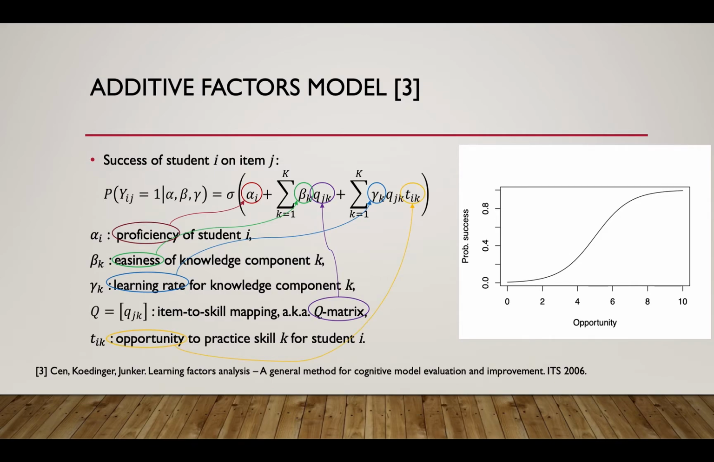The probability of success grows with opportunities T through a sigmoid function, shown here on the right, transforming the linear combination of parameters and opportunity into a probability. This model produces well-behaved, non-increasing learning curves for all skills in the competency model.